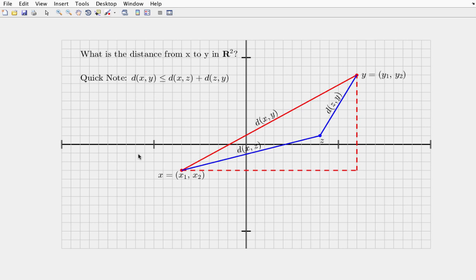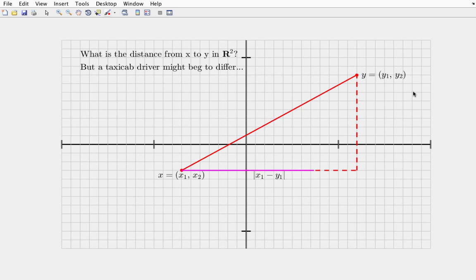Now, let's make a quick note here. If instead of the crow flying directly from X to Y, the crow took a detour to Z, then the crow flew a further distance. The distance from X to Z plus the distance from Z to Y is longer than the straight shot. This is what's known as the triangle inequality. So just a quick note on how Pythagoras would measure this distance.